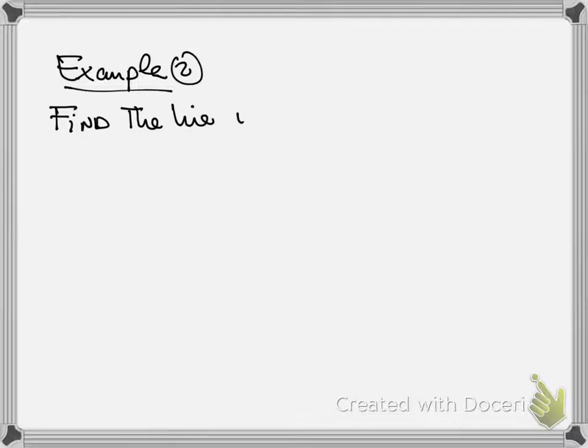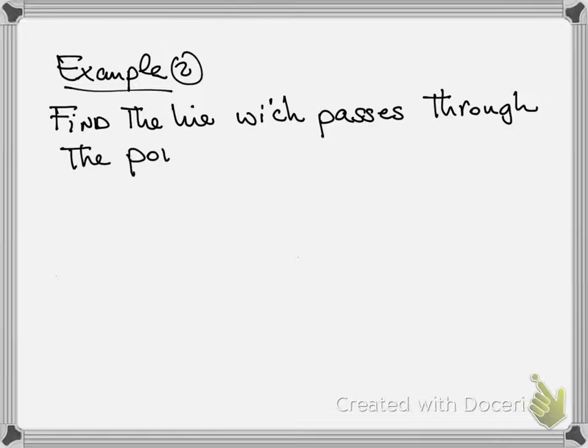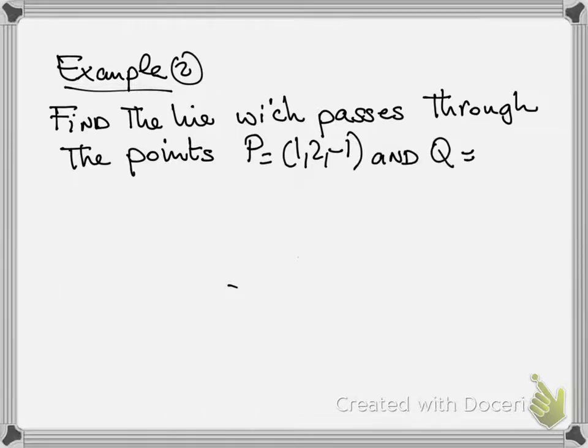Let's do more examples. So example number 2. Let's find the equation, the parametric equation of the line which passes through the two points, let's say P equal to (1, 2, -1), and Q equal to (-2, 3, 0).